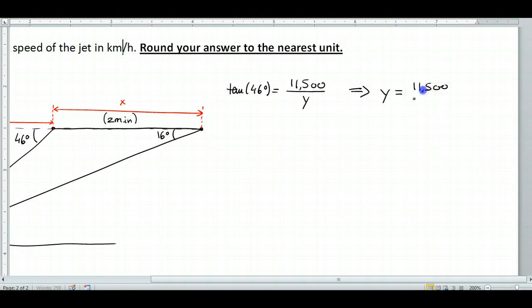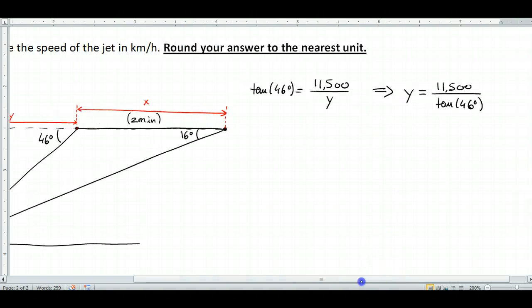11,500 divided by tangent 46. You do not need to take your calculator to find that, right? I mean, this is not what we want in this question. So I'm just going to leave it like that.